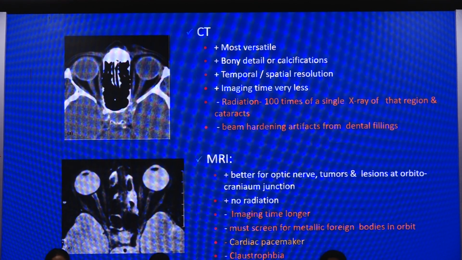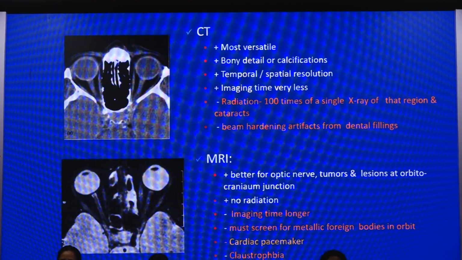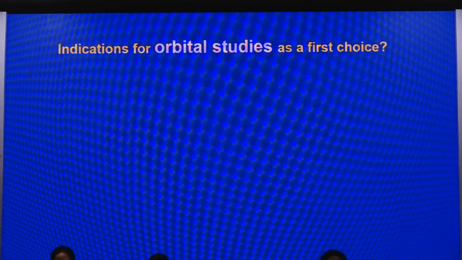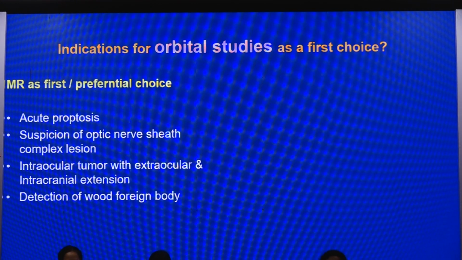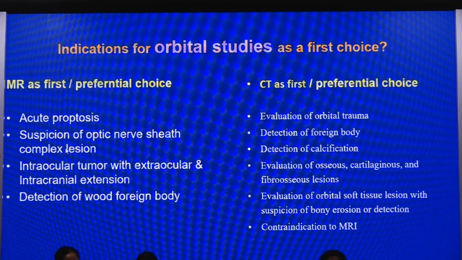In fact, nowadays 3 Tesla MRIs are in more vogue, but still with 1.5 Tesla and less ferromagnetic radiation, with the software you can do the MRI in a patient with a pacemaker also. So for the orbit, MRI is the preferential choice for all these indications. I'm not going to go through them again. And for the CT, again the orbital trauma, foreign body, calcification, osseous lesions.